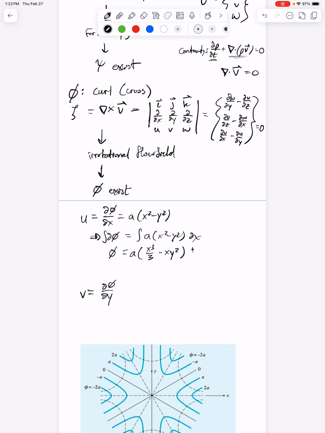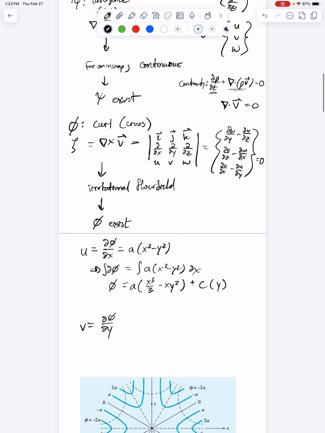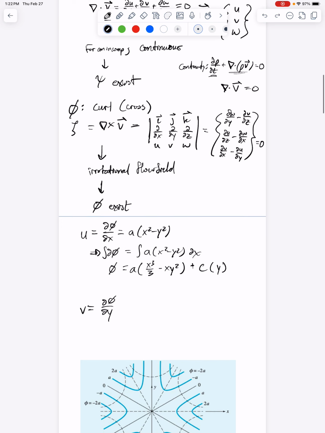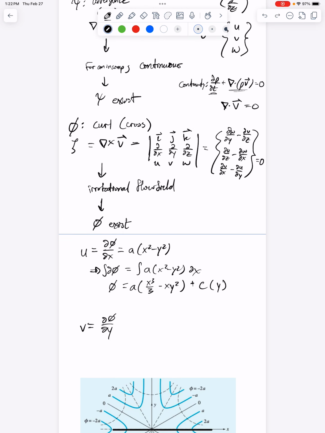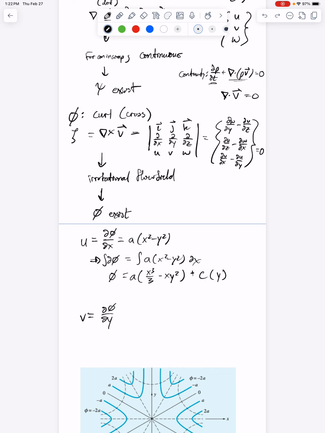And here's the thing. I'm going to add it with my constant with respect to y. The reason being is if I take the x derivative of φ to return to my u component, these two terms first would come back to the original form of a times x squared minus y squared. And this last term, the x derivative of a y-based function, is going to give me 0. So it'll go away and I return back to my u component. That's why I have this constant with respect to y. So we have partially solved for φ.